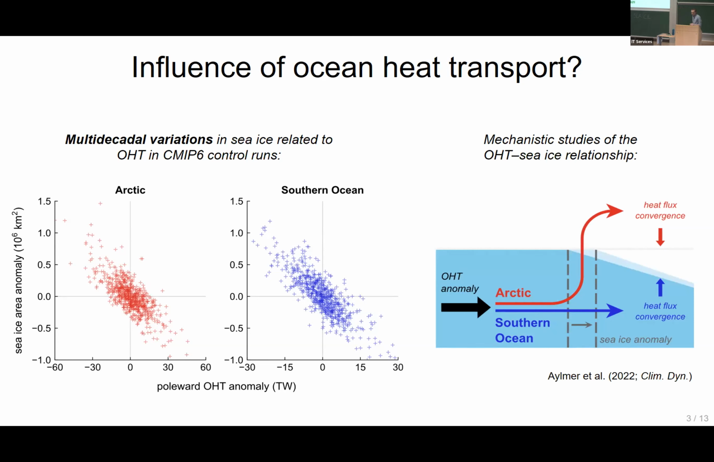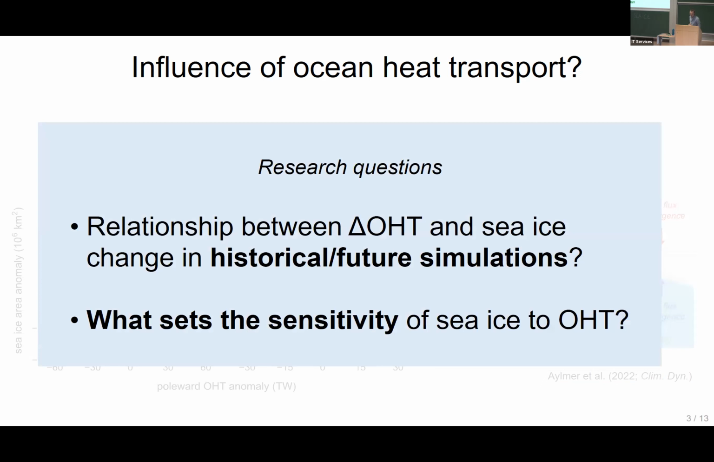But the jury is still a bit out on how this relationship is relevant to future climate simulations and the uncertainty that I was talking about earlier. So I'm going to try and address two key questions here. One is, what is the relationship between the changes in ocean heat transport in these models in the context of historical and future simulations?